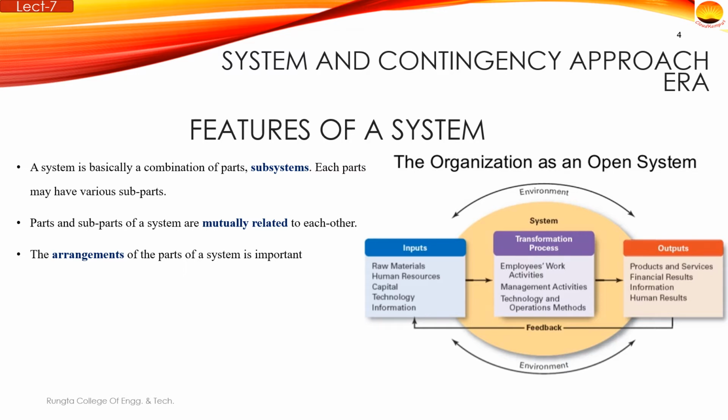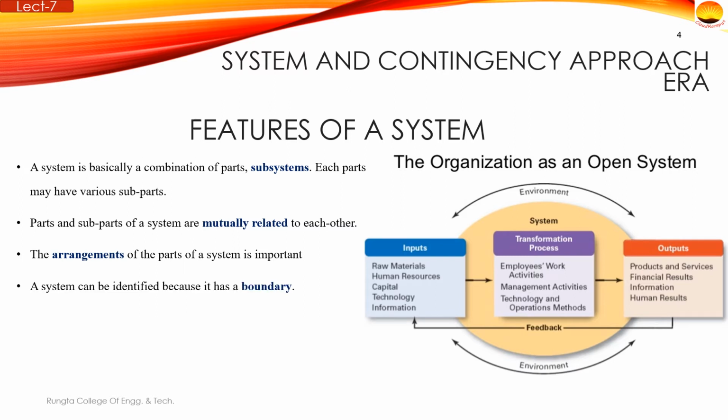So through this figure, you can understand that an organization exists in an environment, and it takes inputs from the environment in the form of raw material, human resource, capital, technology, information. It uses its employees' work activities, management activities, technology, and operation methods to produce outputs in the form of product and services, financial results, information, and human results.